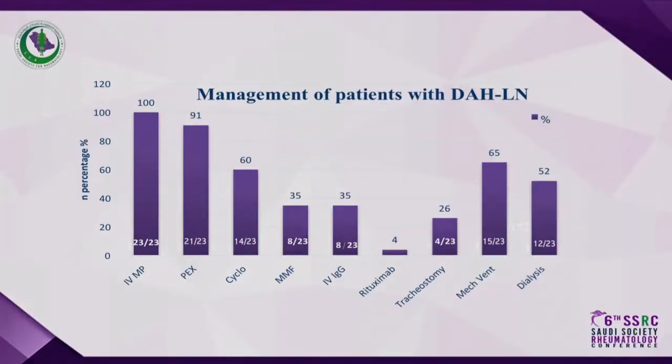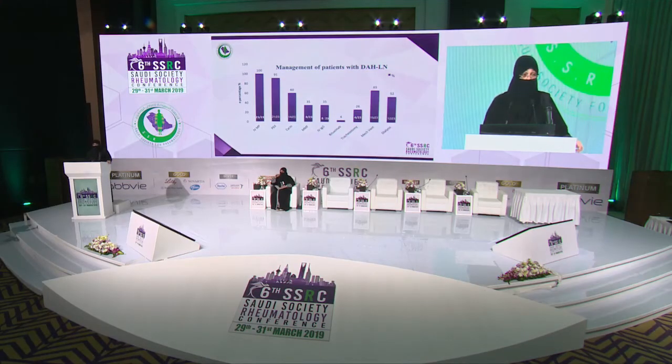Management of patients with diffuse alveolar hemorrhage: universally, all of them were treated with methylprednisolone, and 91% were given plasmapheresis. Cyclophosphamide was given in 60%, and a few were on mycophenolate. IVIG was given in patients with infections or other causes of immunosuppression, and was not given in 35%. In one patient, rituximab was given. Mechanical ventilation was given in 65%.